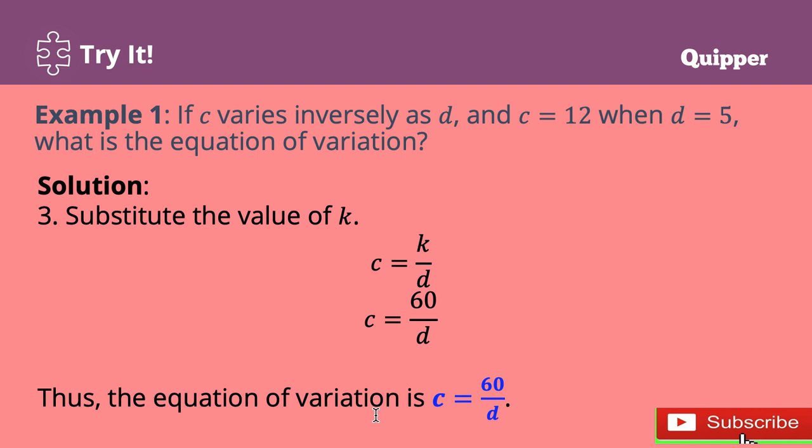Then substitute the value of k to the original equation to find the equation of the variation. Here we have the original equation, c is equal to k over d. Then just substitute the value of k, which is 60, so that we have c is equal to 60 over d. And this is now the working equation.